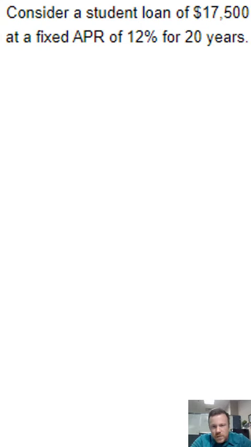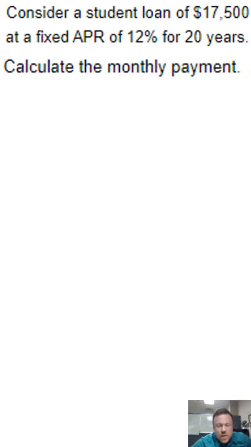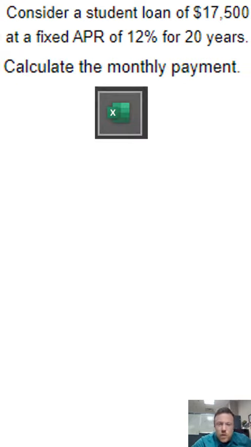Consider a student loan of $17,500 at a fixed APR, APR being annual interest rate, of 12% for 20 years. Let's take a look. If we're trying to calculate the monthly payment, we can do that using Microsoft Excel pretty easily. So we're going to open up Microsoft Excel and we're just going to put the information they give us.